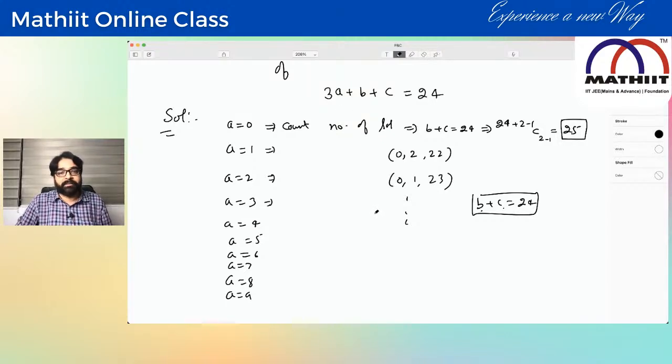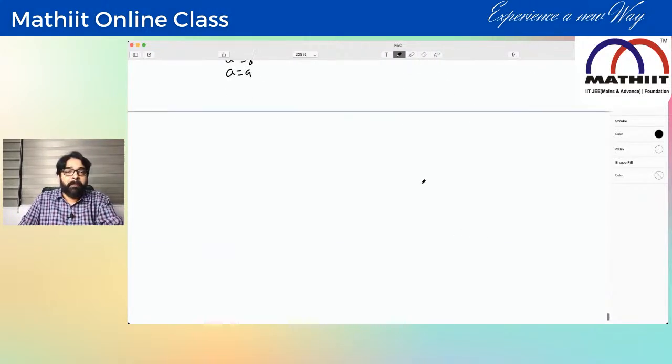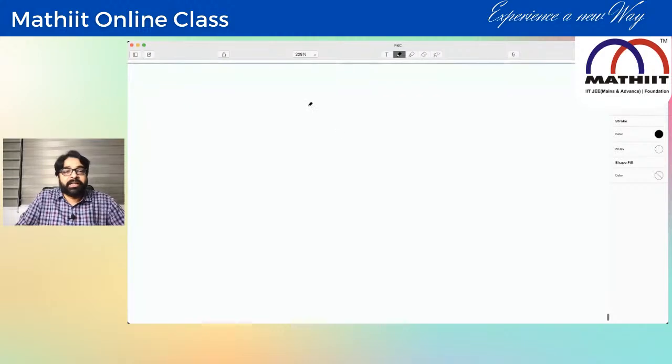Do you understand? Similarly, a equal to 1 also we can do, a equal to 2 also we can do, and this plus this, the number of solutions we can calculate. This is one way of doing it. But you can understand the calculation will be very huge. So we can do it another way. This is the 24th, this is the solution we have to find out. Carefully watch, everybody.